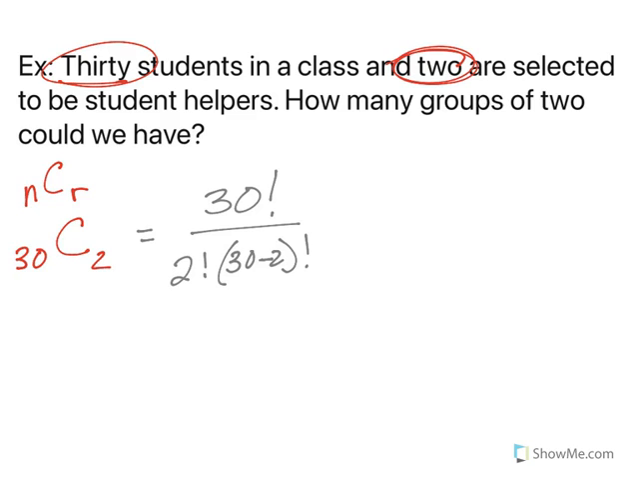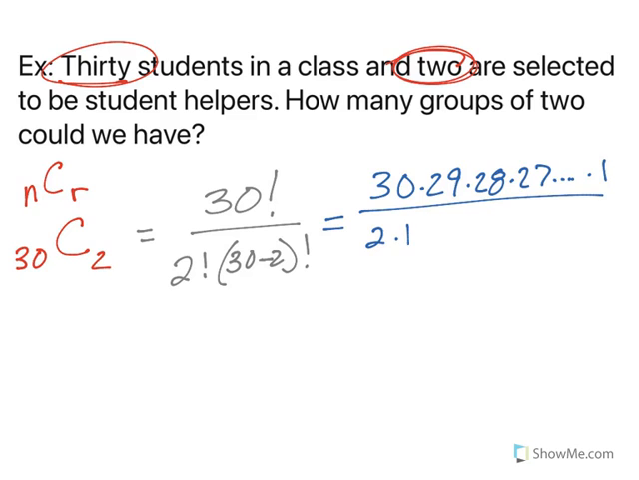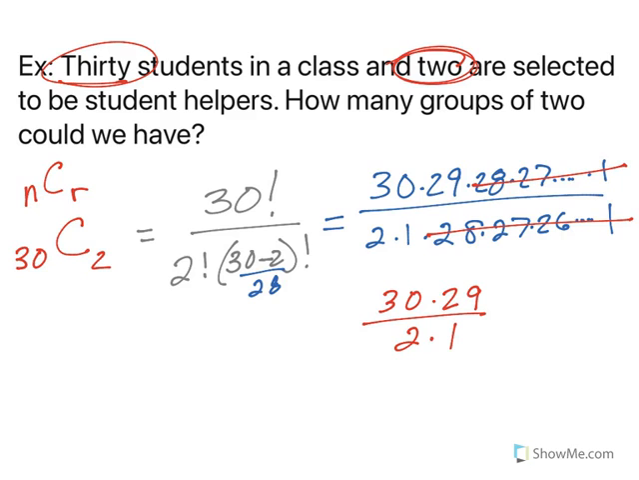And before you start freaking out, I have 2 things to say. 1, some calculators have buttons for this, but 2, watch how I can manipulate this down into something very easy to work with. Okay, 30 factorial is the same as 30 times 29 times 28 times 27, all the way down to 1. 2 factorial is 2 times 1. And then 30 minus 2 is 28, and that's factorial. So 28 times 27 times 26, all the way down to 1. And you're going to notice that 28 down to 1 cancels out with 28 down to 1. So I'm left with 30 times 29 over 2 times 1.